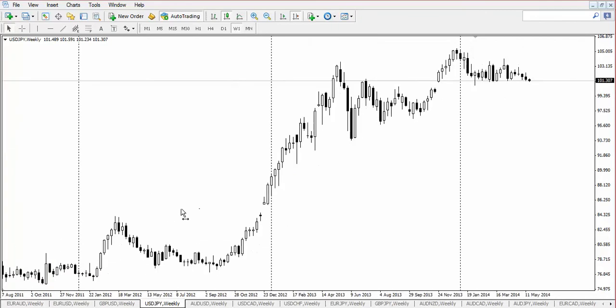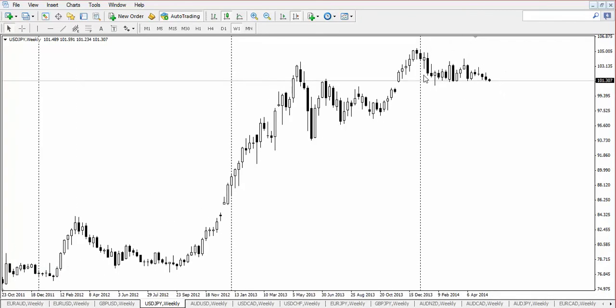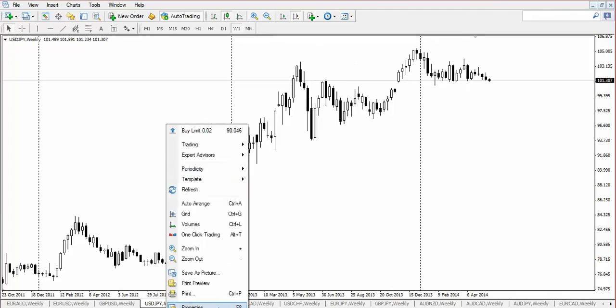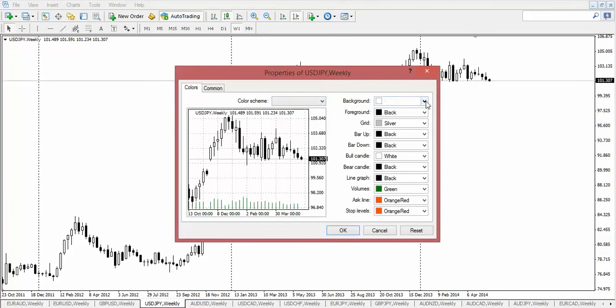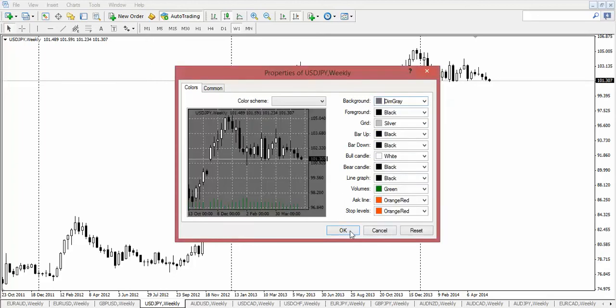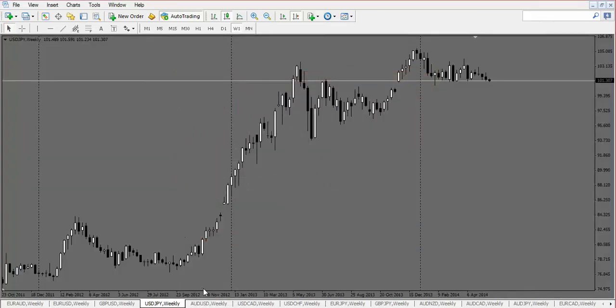Moving on to the dollar yen. Past wise, there's nothing really there. We don't have a preceding trend, so let's make that grey for the time being. Aussie dollar.